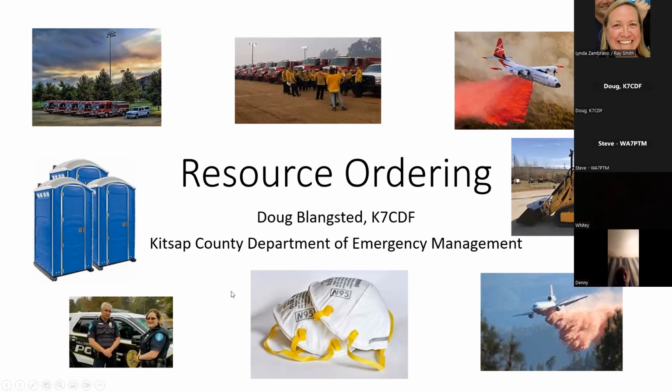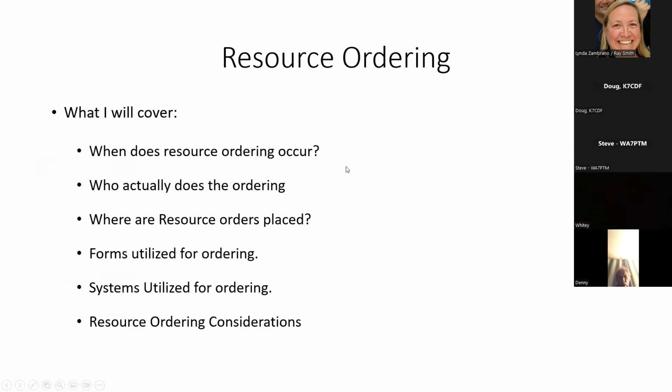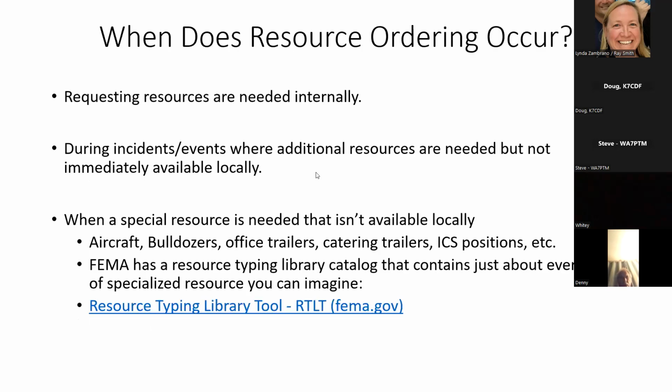When you see wildland incidents, or big incidents with a bunch of people there, resource ordering has taken place in order for them to get there. They don't just show up. So there's a process to do that. I'm just going to go over: when does resource ordering occur? Who actually does it? Where are they placed? Forms utilized for ordering, systems utilized, and resource ordering considerations. So when does resource ordering occur?